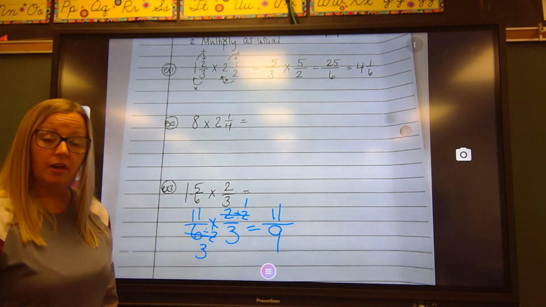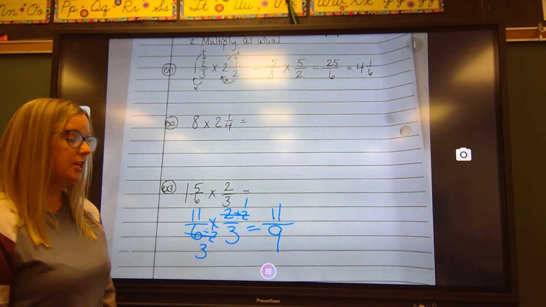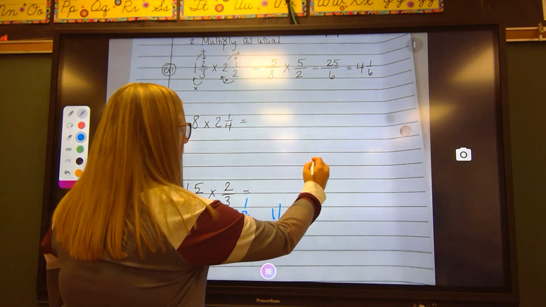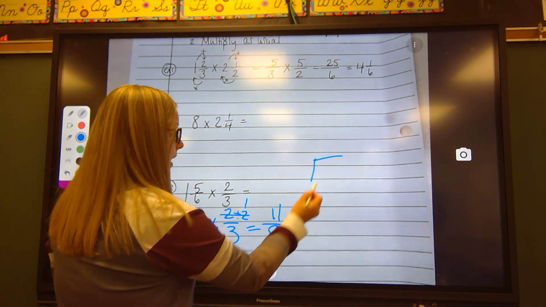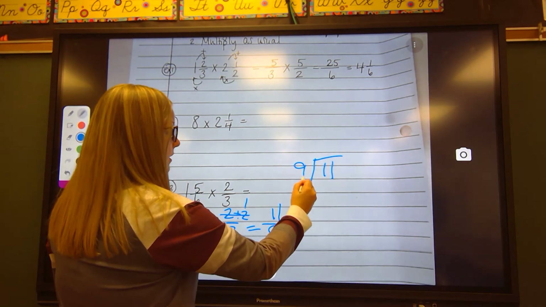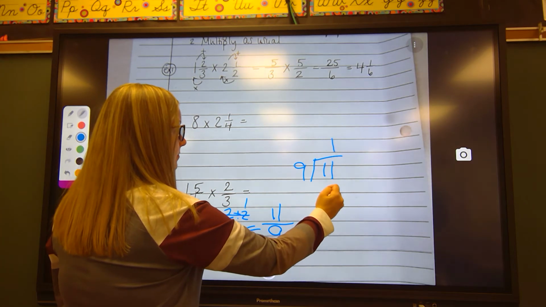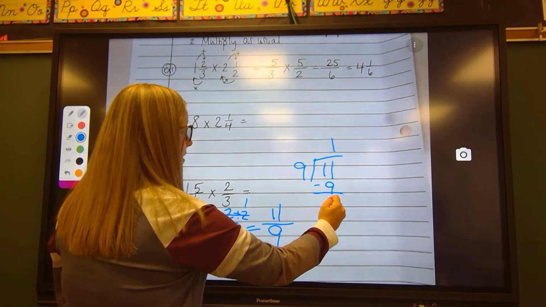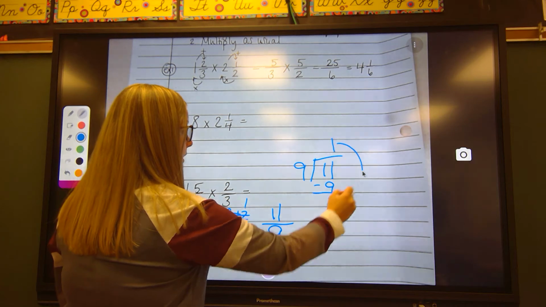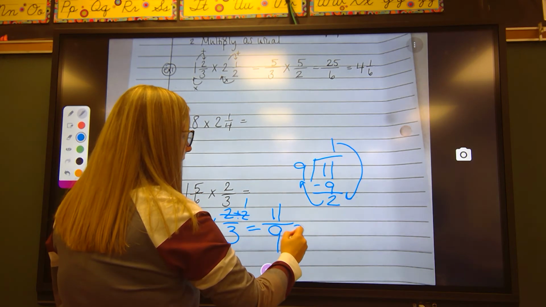You end up with an improper fraction. You have to change that to a mixed number. So if you can't do it in your head, 11 divided by 9, do it off to the side. 9 goes into 11 one time. 9 times 1 is 9. Subtract. We get 2. So you read it like a clock, 1 2/9.